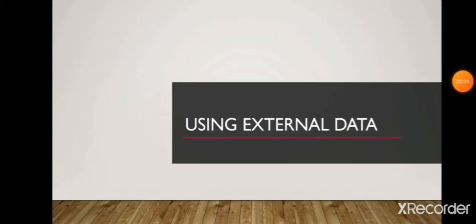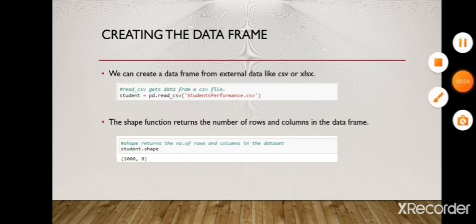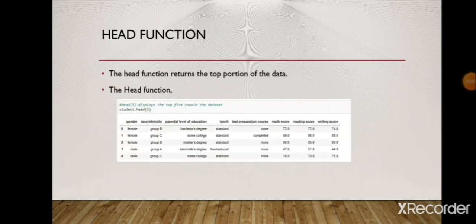Next, we'll see how to use external sources of data like CSV or XLSX to create a Pandas data frame. Here I use the student performance dataset from Kaggle. So I created a Pandas data frame using the function called read_csv, and I use the students.shape function to display the number of rows and columns in the dataset. Next, I use the head function to display the top portion of the data. In this example, I specify the number of rows to be displayed equal to 5. So the data frame will only display the top 5 rows of data.